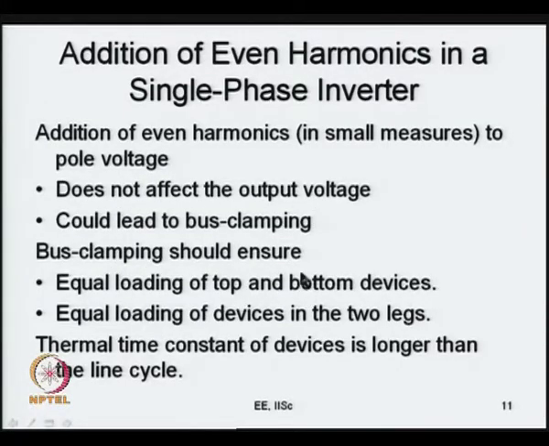And if you are doing bus clamping, then you should ensure that the top and the bottom devices are loaded equally. This bus clamping can help you reduce a certain amount of switching loss, that is one of the purposes now. And if it reduces, here the assumption is your thermal time constant is much longer than the line cycle, because in some part of the line cycle one device gets heated more, in some part it gets heated less, and it averages out to a lower value than with the normal sinusoidal modulation. Here the inherent assumption is the line cycle is much shorter than the thermal time constant.